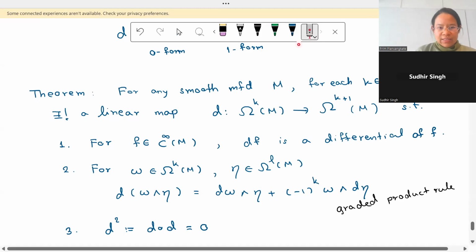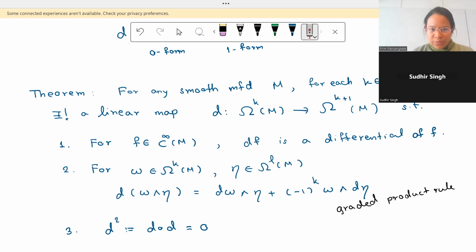Okay, and it satisfies a product rule, as we would want from a differential operator: if D acts on the wedge product of omega and eta, then it follows the product rule, but it's a graded product rule, so that if D passes through a K-form, then you have (-1) to the power of K. And the third property, which is a property of the differential and which we would want for this map as well, is that the square, D composed with D, is the zero operator.